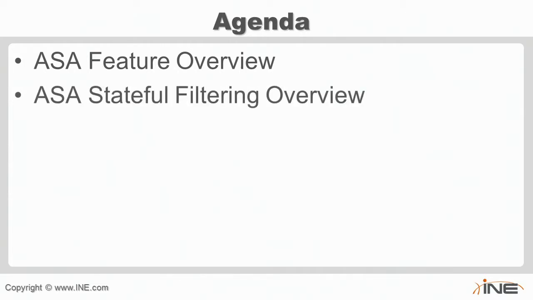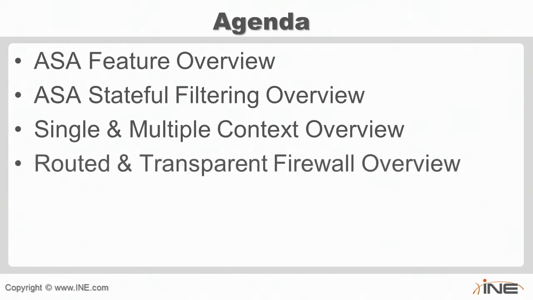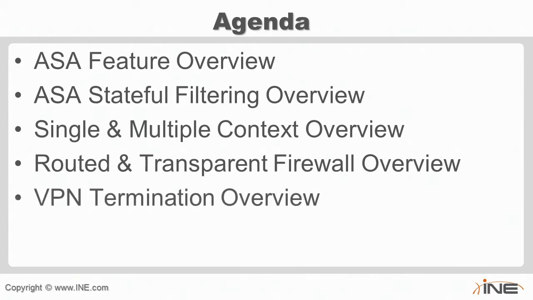In this section, we'll focus on how stateful filtering actually works in the ASA. What are the differences between single context mode and multi-context mode? What are the differences between the routed firewall and the transparent firewall? And then what are some of the VPN termination features that the box supports?